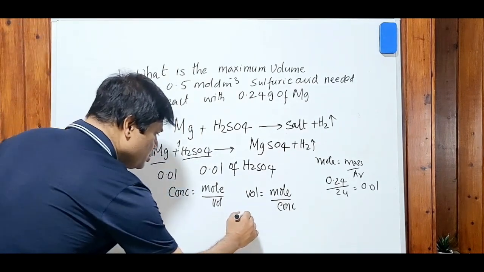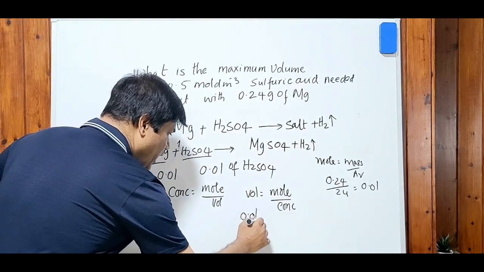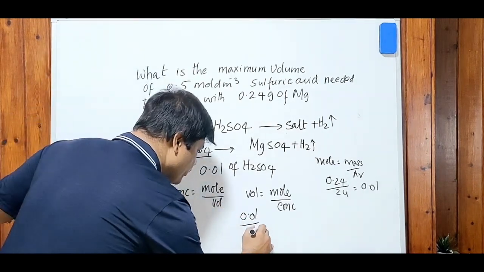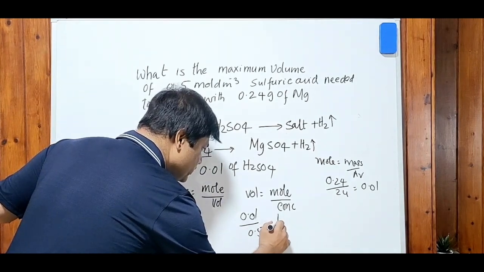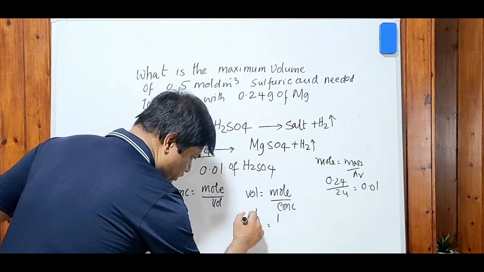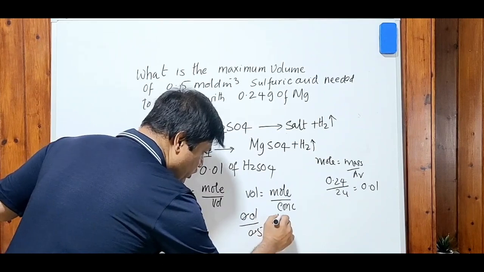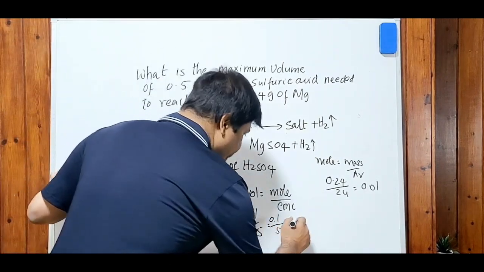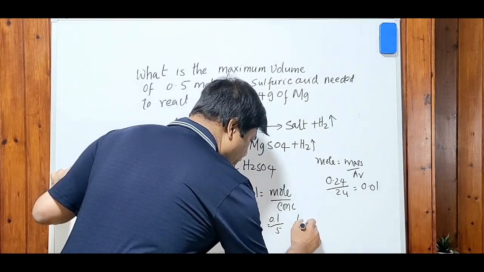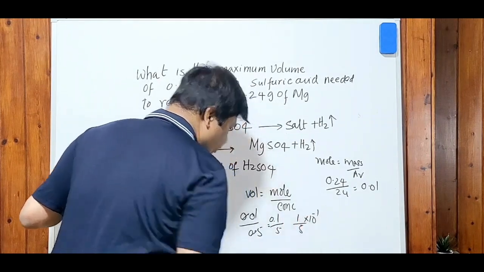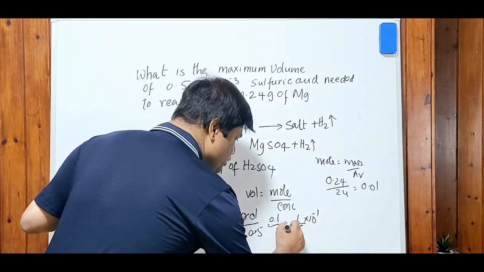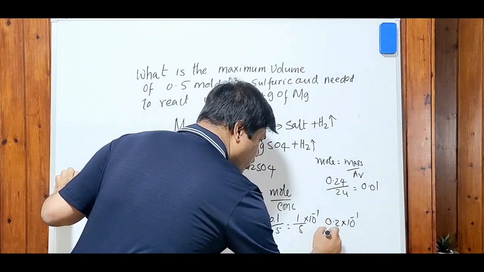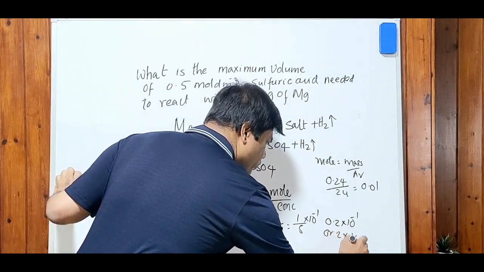Mole equals 0.01 and conc equals 0.5. So it's 1, 0, 1, 0 cancel. 0.1 divided by 5, or 1 over 5 times 10 to the power of minus 1. 1 over 5 is 0.2. 0.2 times 10 to the power of minus 1, or 2 times 10 to the power of minus 2.